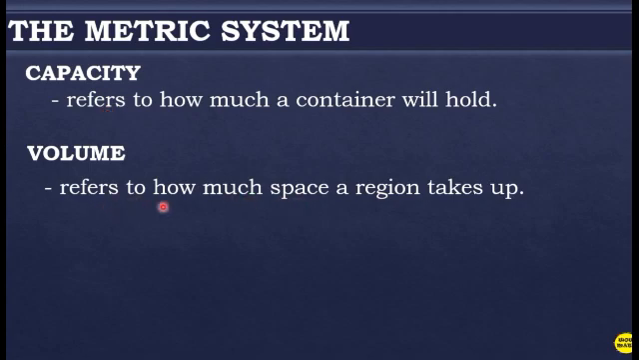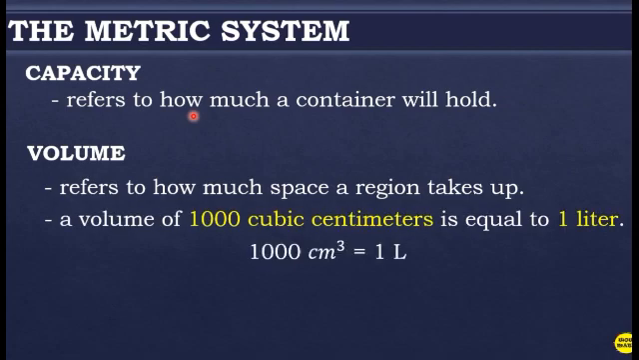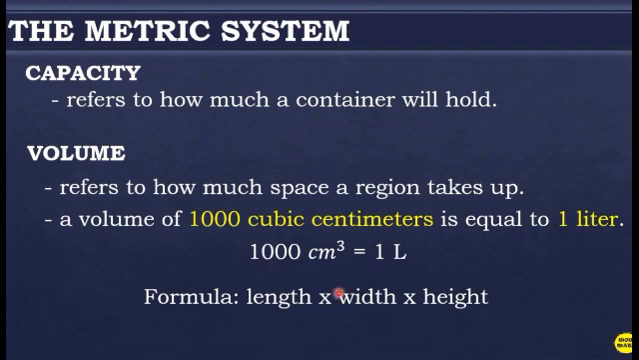Volume refers to how much space a region takes up. Capacity is just a container, where we look at how much it holds, for example a cup or a bottle. But if you want to know how much water you will put in a pool, that is already three-dimensional. You already have length, width, and height. So it is no longer just a bottle. That is volume. Okay?